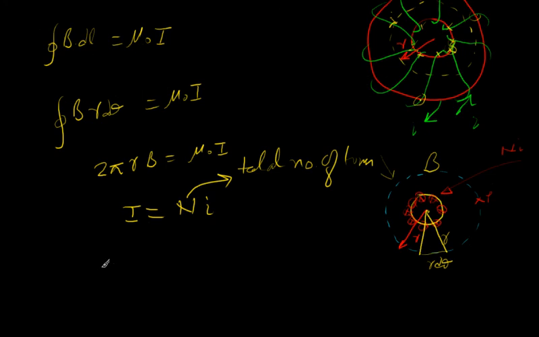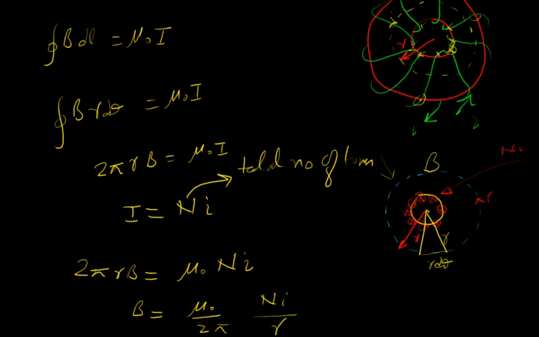Then you will get 2πrB equal to μ₀NI. Capital N is the total number of turns, not the number of turns per unit length. Ultimately you will get B = μ₀NI/(2πr). This is the final equation of the magnetic field inside the toroid.